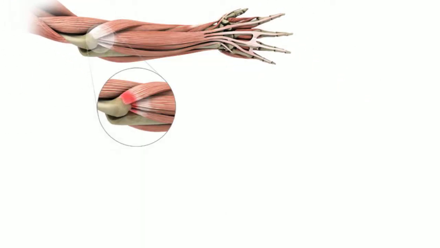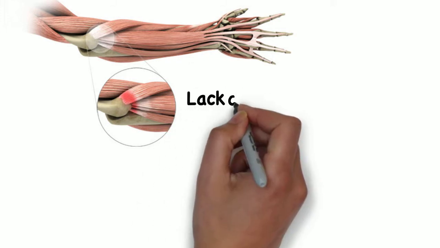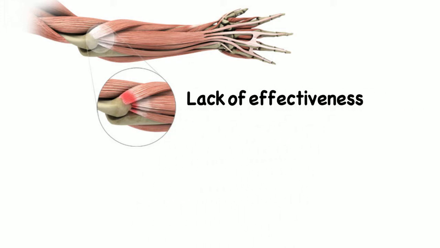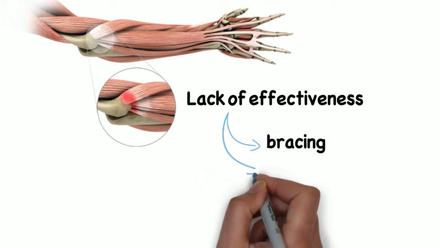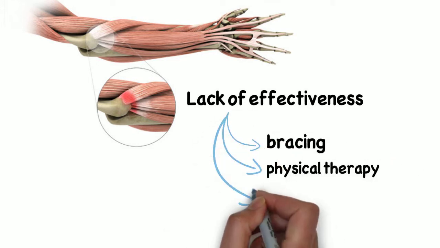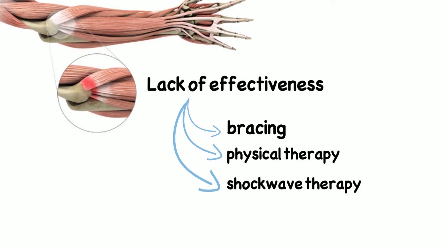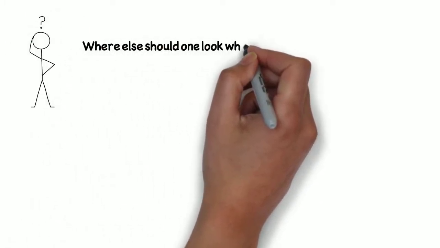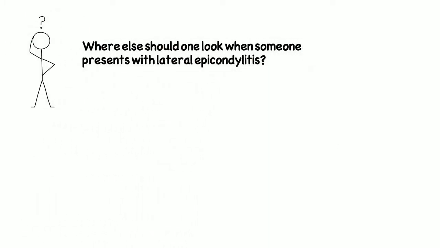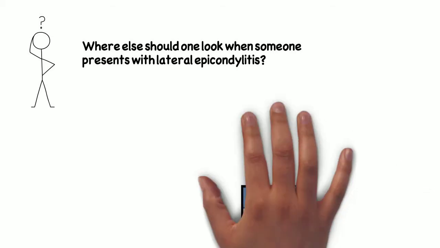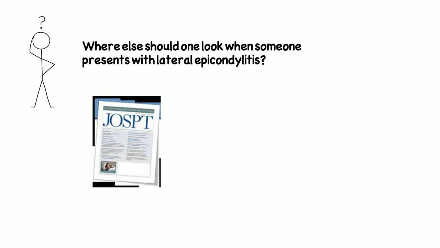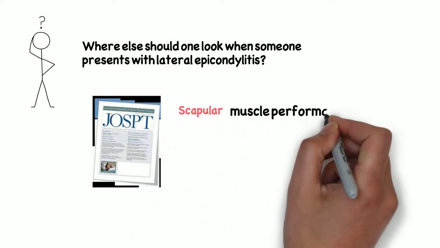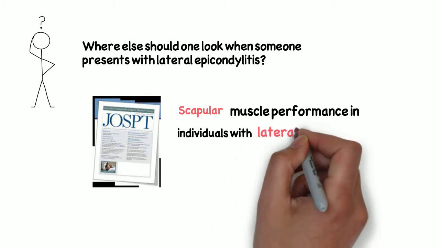Lateral epicondylitis is often a difficult condition to treat. Research shows a lack of effectiveness of current treatment strategies, including bracing, physical therapy, and shockwave therapy. In fact, it's usually self-limiting, resolving in about 12 to 18 months. The question is, where else should one look when someone presents with lateral epicondylitis? If you're the type of professional that treats a patient globally rather than locally, this new study is right up your alley. The study looked at scapular muscle performance in individuals with lateral epicondylitis.